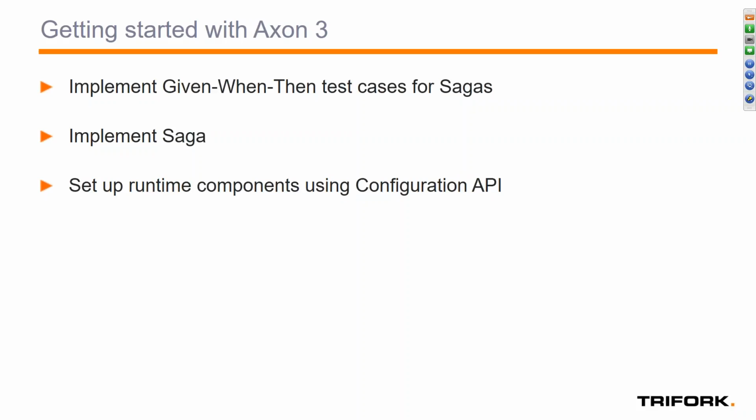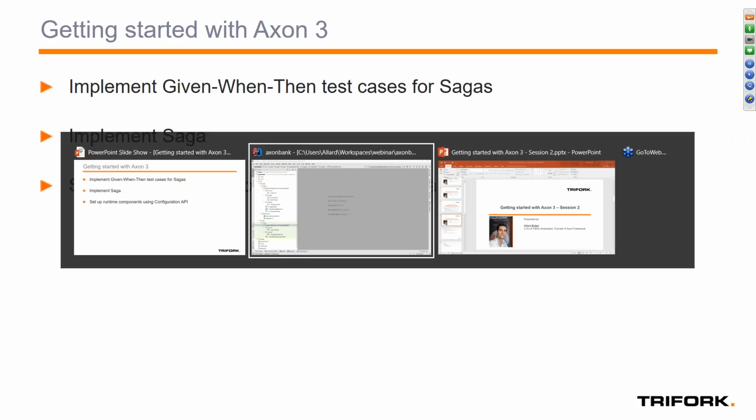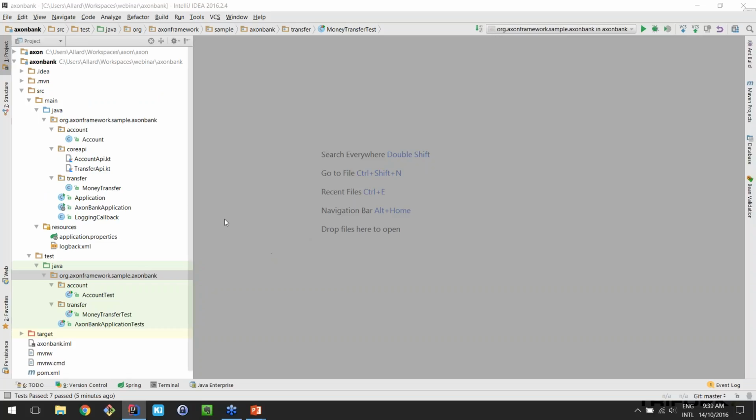And finally, we'll have a look at how to set up the runtime components using the new configuration API of Axon 3, both using Spring Boot and a plain Java approach. So let's go to the code.